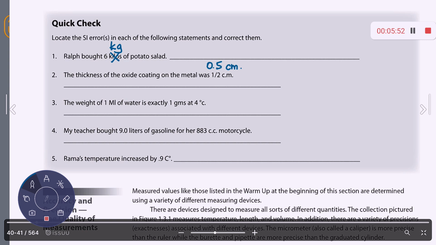Bless you. Thank you. Number 3, the weight of one, according to what is written here, that would be like megaliter of water is exactly 1 grams at 4 degrees C. What should I correct? Milliliter. Yeah, milliliter and grams. So grams would be g, milliliter should be lowercase m, capital L. Good call. How about over here? Capital C. Yeah, degree, capital C. Number 4, my teacher bought 9 liters of gasoline for her 883 cc motorcycle.